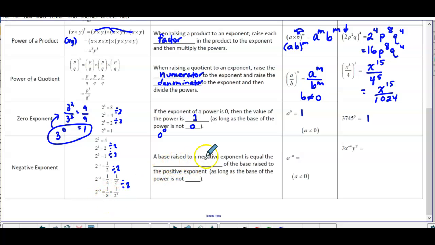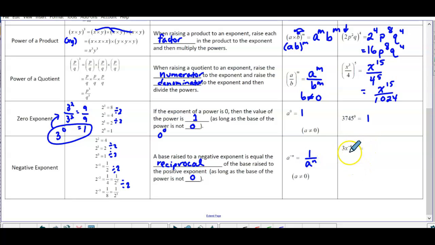So a base raised to a negative exponent is equal to the reciprocal of the base raised to the positive exponent, as long as the base of the power is not 0. Okay, so see how this 2 to the negative 3 really becomes 1 over 2 to the positive 3. 2 to the negative 2 is 1 over 2 to the positive 2. So a to the negative n is 1 over a to the positive n.